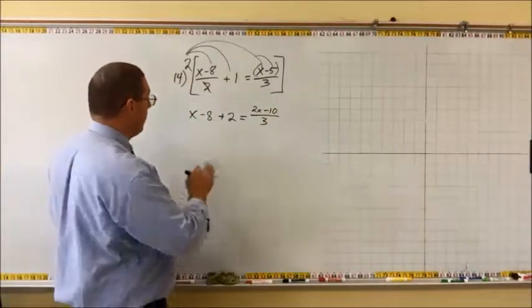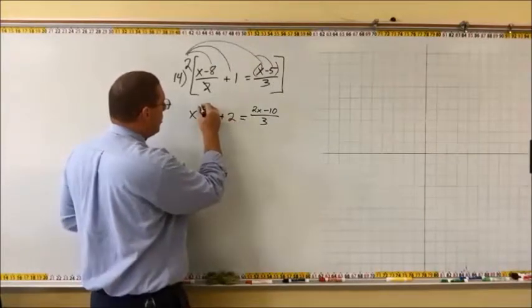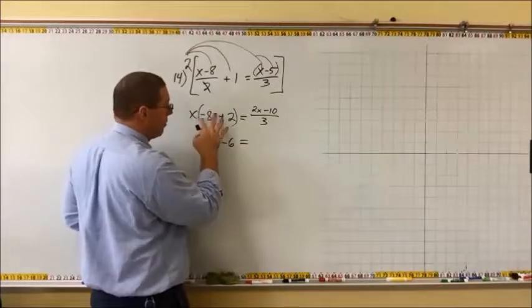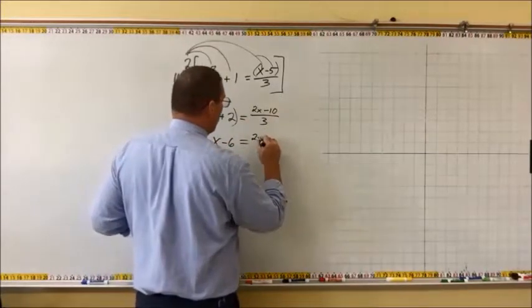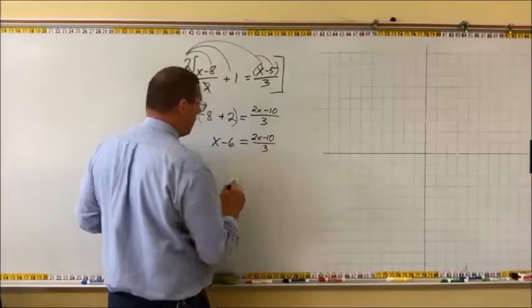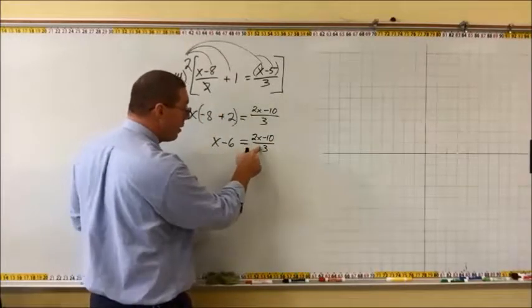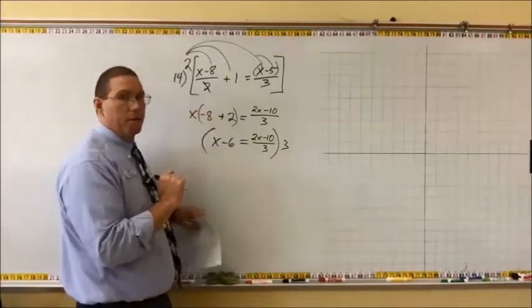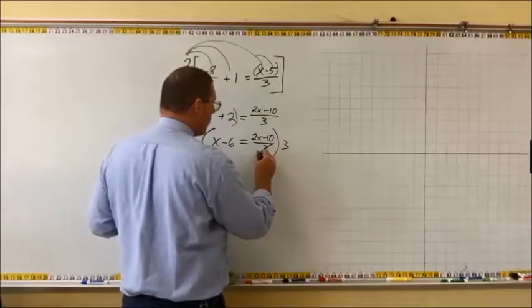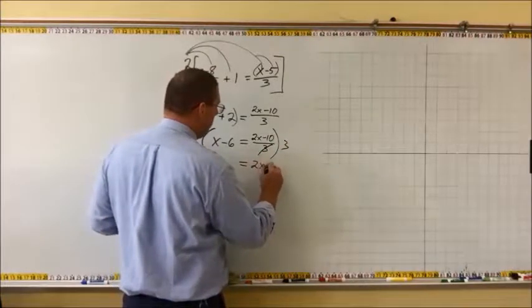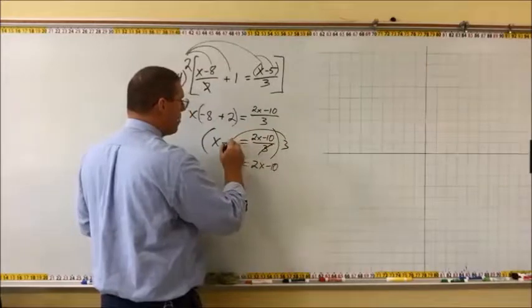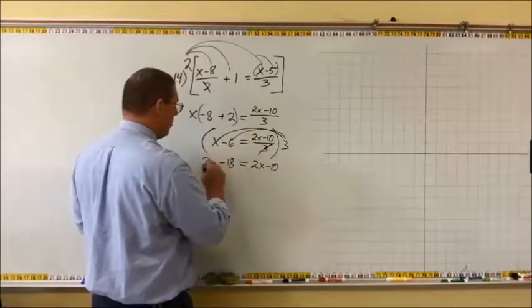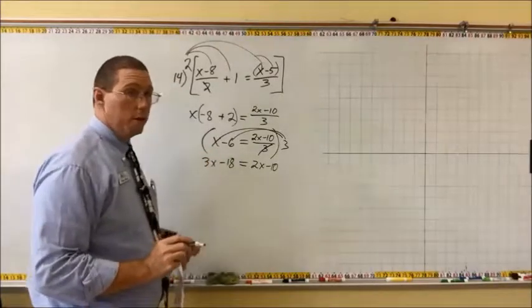Now, we can clean up a little bit. Do you see this x minus 8 plus 2? We can clean this up. Negative 8 plus 2 is negative 6. So we have x minus 6 over here. And then here we have 2x minus 10 over 3. Now we can cancel this denominator by multiplying by 3, but we got to multiply everything by 3. When we multiply this by 3, it's going to cancel the denominator, leaving us with 2x minus 10. When we multiply this by 3, it's going to be negative 18, and when we multiply this by 3, it's going to be 3x. We're really close.